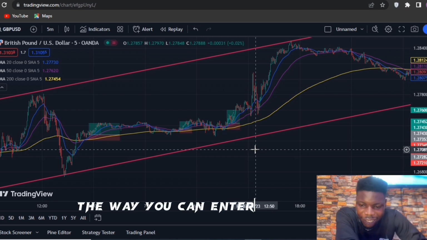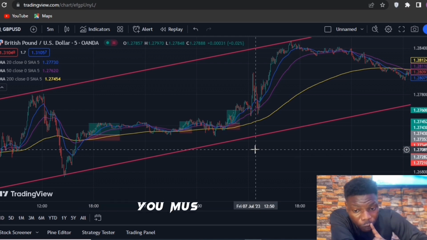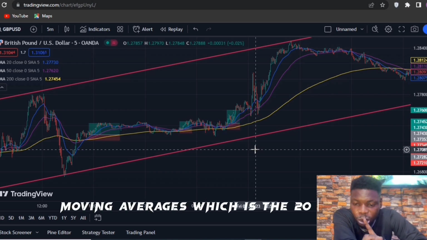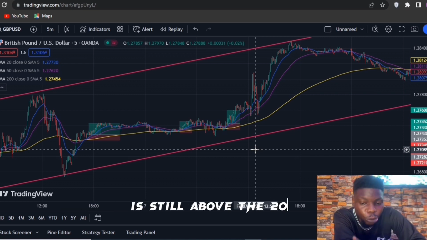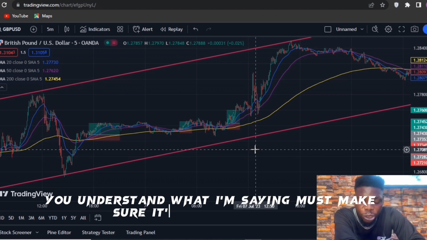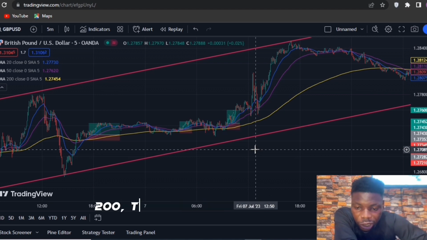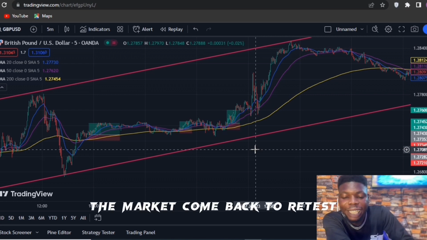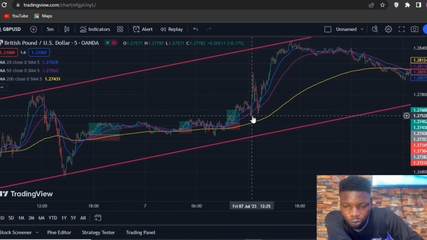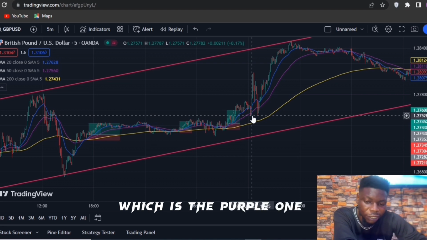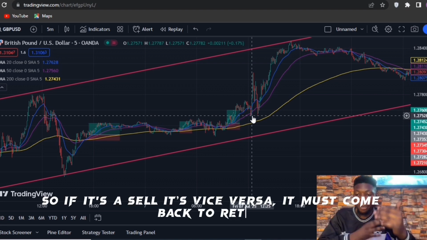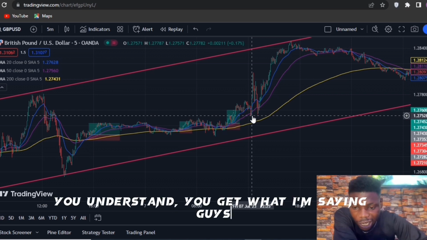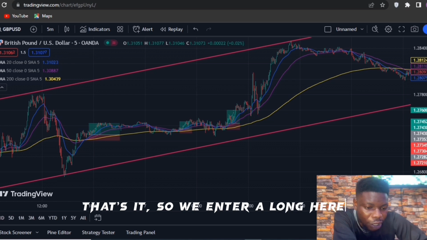The way you can enter here is this. You must make sure the moving averages, which is the 20 and the 50, are still above the 200. You understand what I'm saying? You must make sure it's still above the what? The 200. Then you will enter when the market comes back to retest the 50 moving average, which is the purple one. Understand? If it's a sell, vice versa, it must come back to retest the 50 moving average. You get what I'm saying, guys? That's it. So enter a long here.